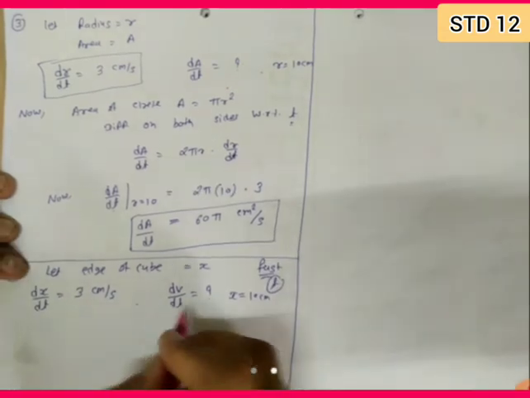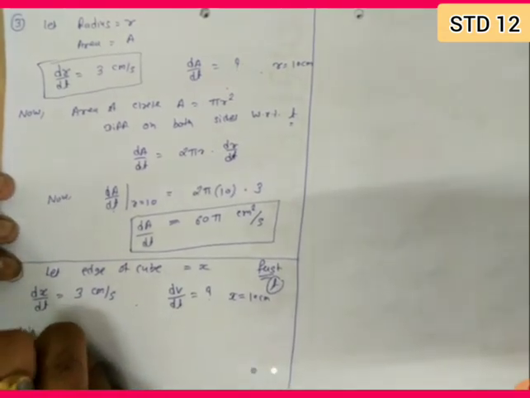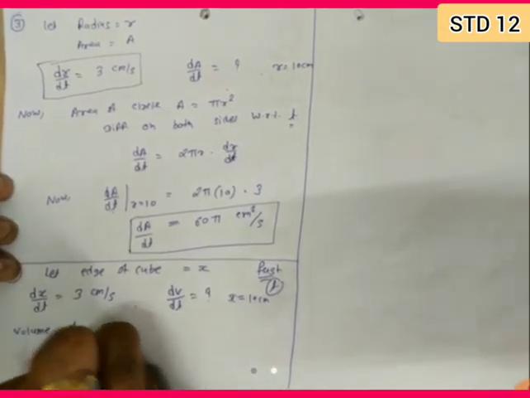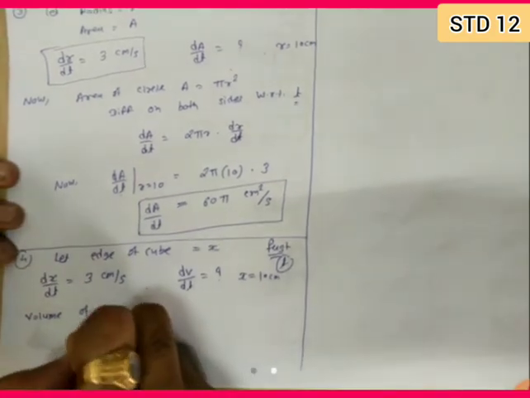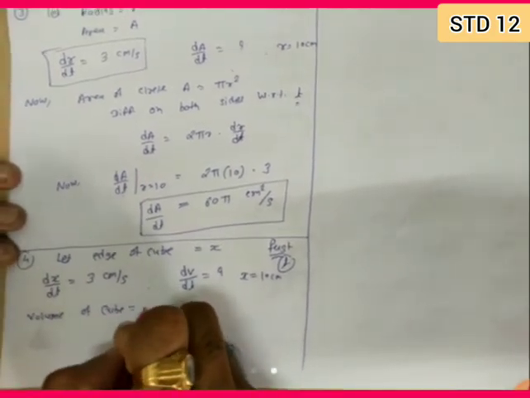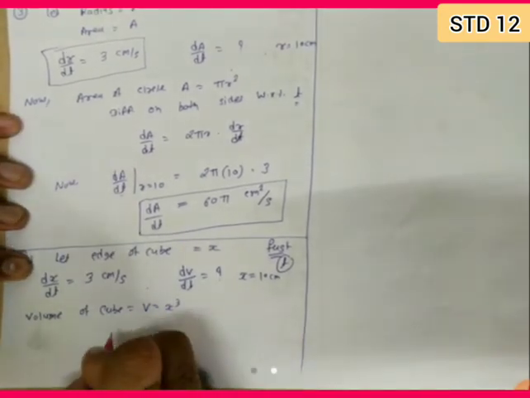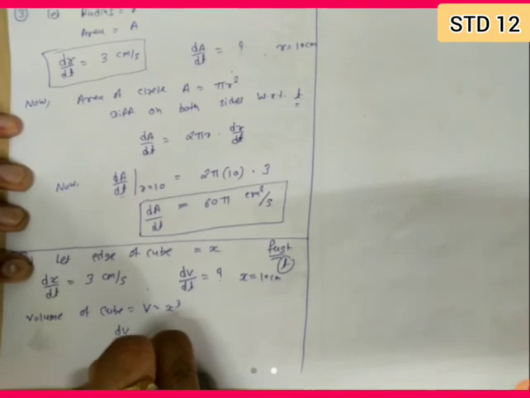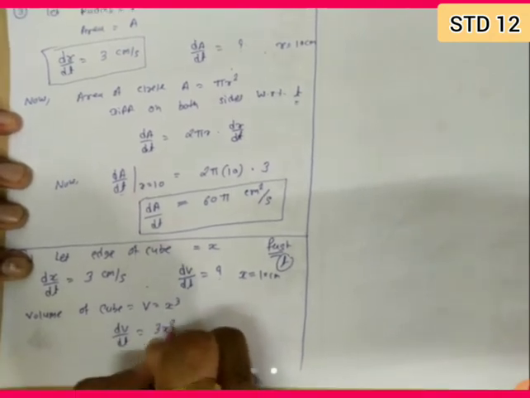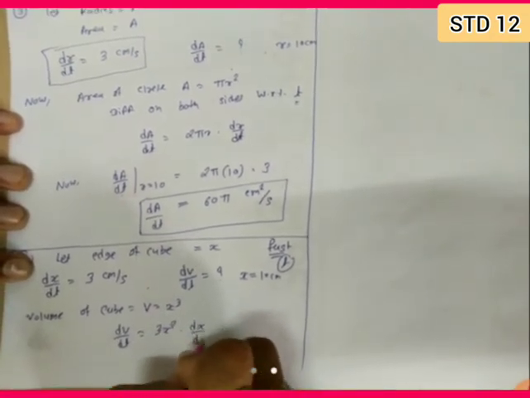Simple. So volume of cube. What is our volume of cube? V, which is equal to x cube. Now you have to find differentiation of V with respect to t. So dV by dt is 3x square into dx by dt.